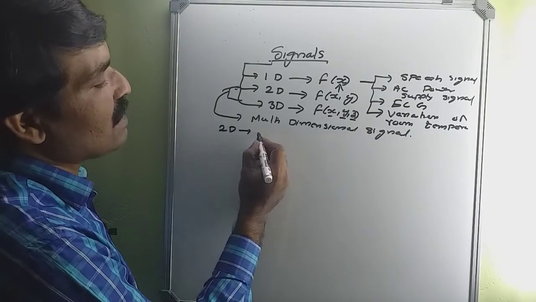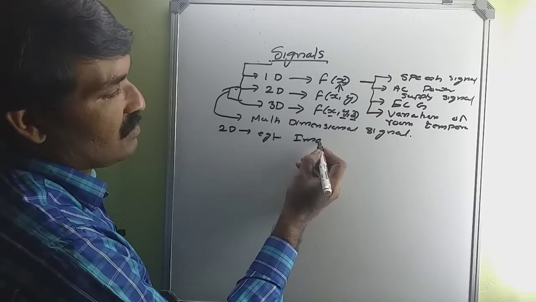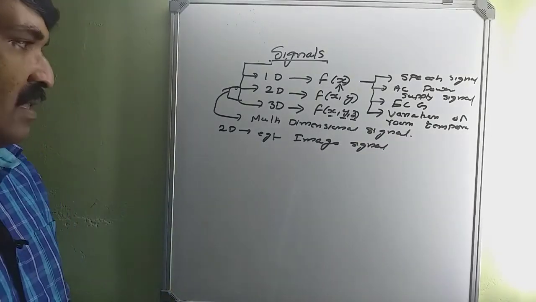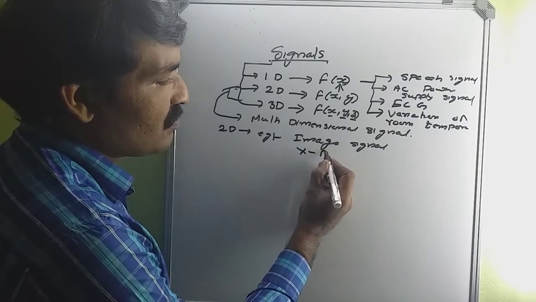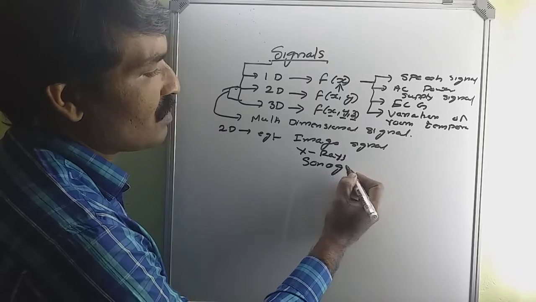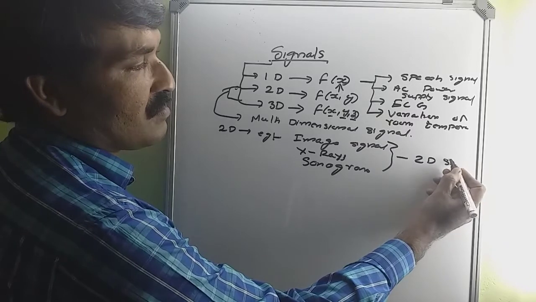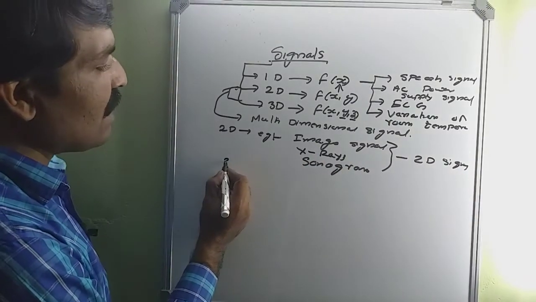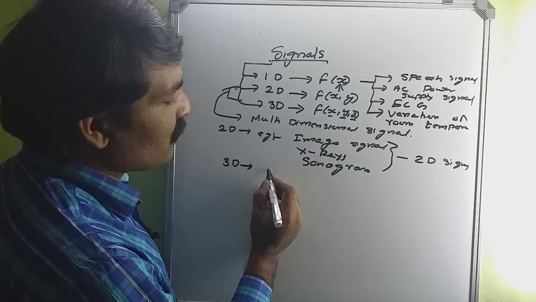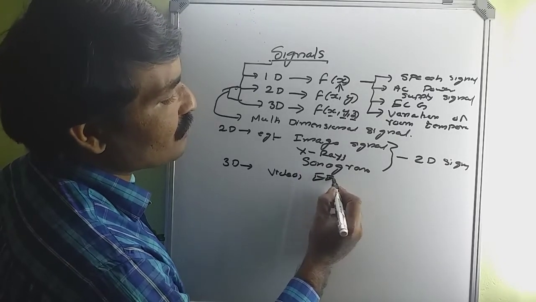For a 2D signal, an example is an image signal. X-rays, sonogram, etc. are examples of two-dimensional signals. A three-dimensional signal depends on three variables. For example, video, then EEG signal.